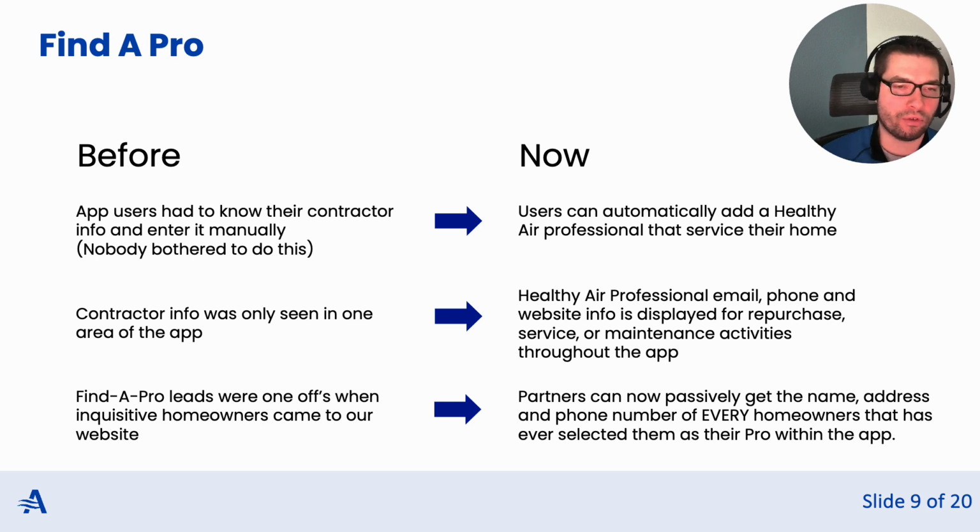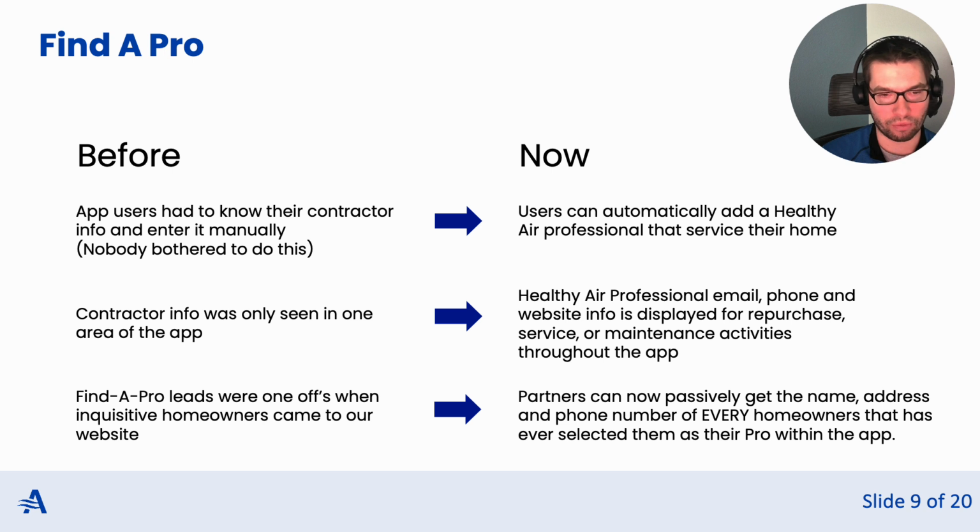So before, app users needed to know their contractor info and enter it manually, and no one really bothered to do this. Now, with the click of a button, you can add your pro and you're all set. The contractor info, as I said earlier, was only seen in one area on the same page, but now that information is able to be used throughout the app.